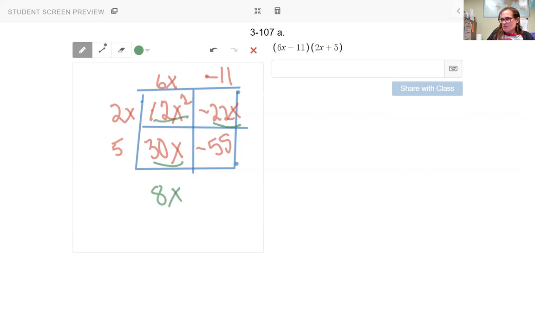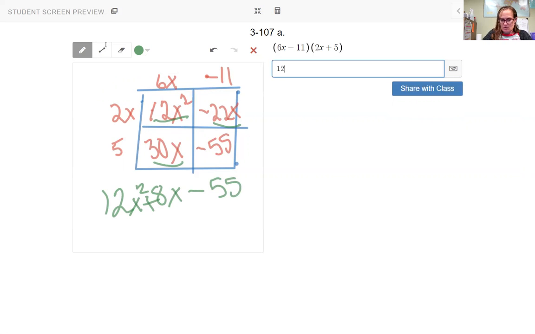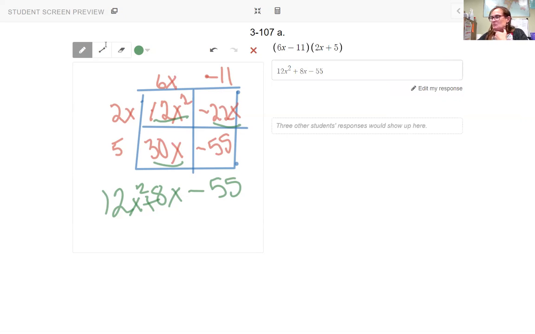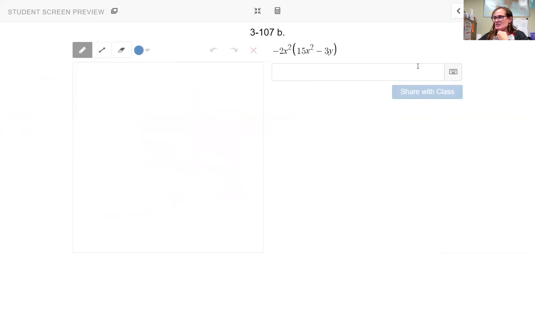And then we have our 12x squared. So 12x squared plus 8x minus 55, and that's what we put up in our answer box: 12x squared plus 8x minus 55. Okay. All right, page 2, same thing.